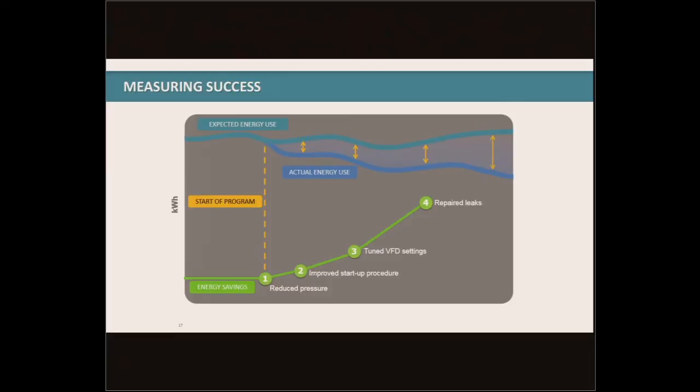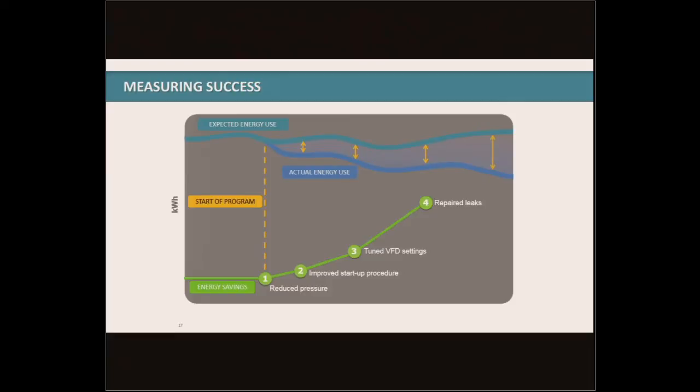Step number two, they improved the startup procedure of the equipment. When that happened, well, the energy savings increased. Next thing, they tuned VFD settings, and again another increase in energy savings. And then they did a leak repair, which increased it even more. So in this particular way, we can actually correlate actions that we've done and see exactly how much energy is being saved based on those actions.